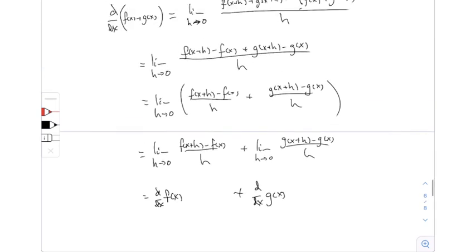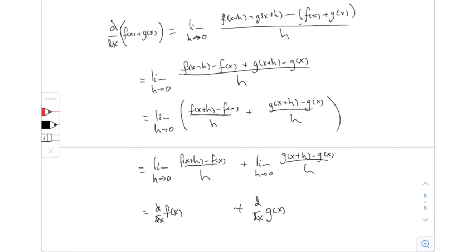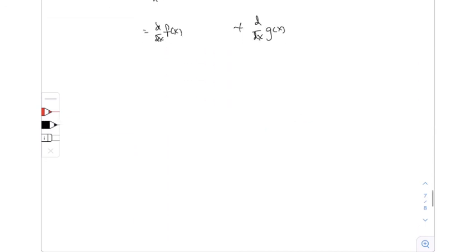All right? So this is what we started with. The derivative of two things added together is equal to the sum of the two derivatives. That's the point here. The derivative of f of x plus g of x equals the derivative of f of x plus the derivative of g of x. Right? This is the rule for adding derivatives.